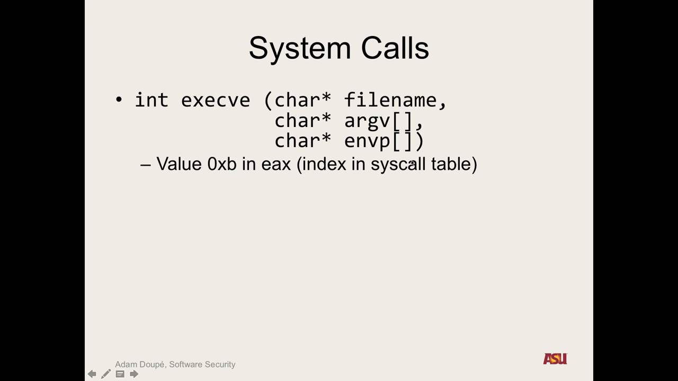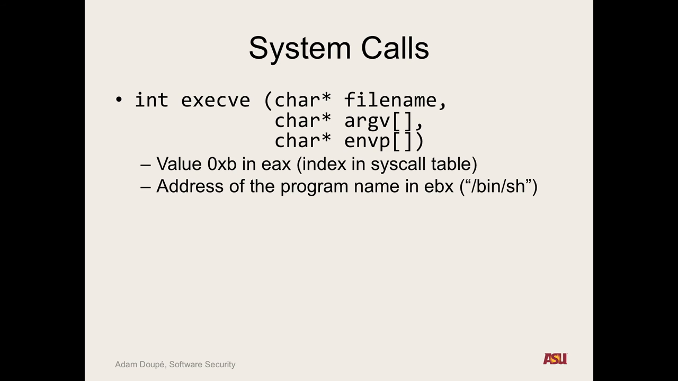And there's a syscall table that you can look at. If you just look up the syscall table on Linux x32-bit, it'll tell you exactly the mapping between integer numbers and syscalls. So 11 means execve. Then what is the first argument to execve, we're going to put the address of the program name into EBX. Right, so EBX is going to have the file name. So then ECX is going to have the argv argument, and EDX is going to have the last argument.